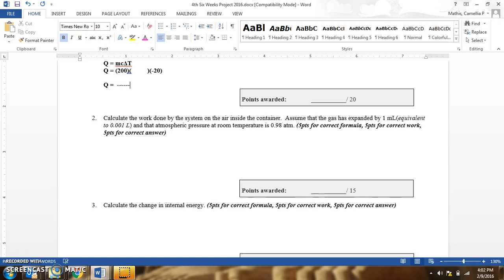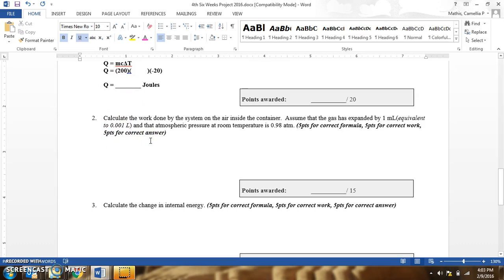So you'll get a number for Q, and then we'll also have the unit of measurement for Q, which would be joules. Okay. If all that's done correctly, that first question is worth 20 points. Moving on to question 2.